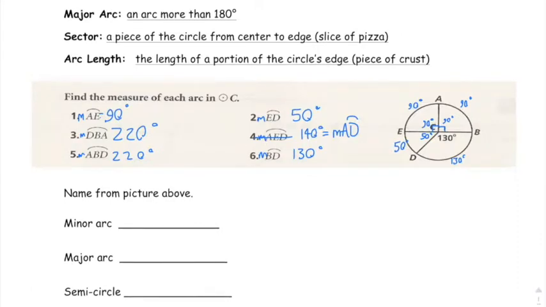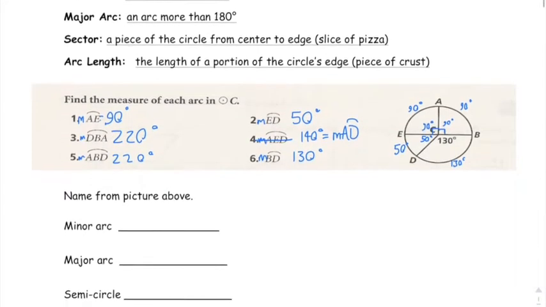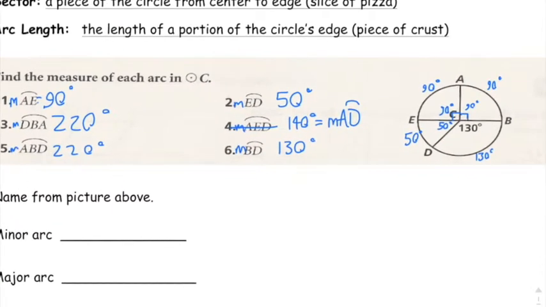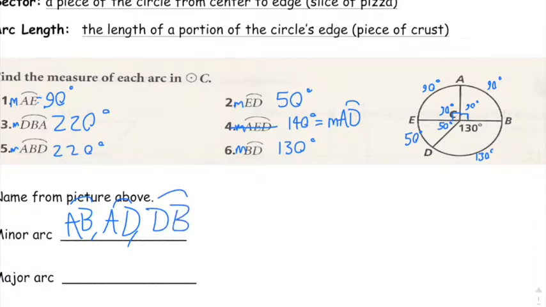Okay, name the arcs from the picture above. So minor arcs, remember you need 2 letters, and the major arcs typically you need 3. Minor arcs, I'm not going to do every single one here, but you can say AB is a minor arc. You can say AD is a minor arc. Let's get one more. Let's go DB. It's a minor arc as well. Major arc, something with 3 letters, so you could go ABD, kind of like what we talked about earlier. You could go EAD. You could go BED.